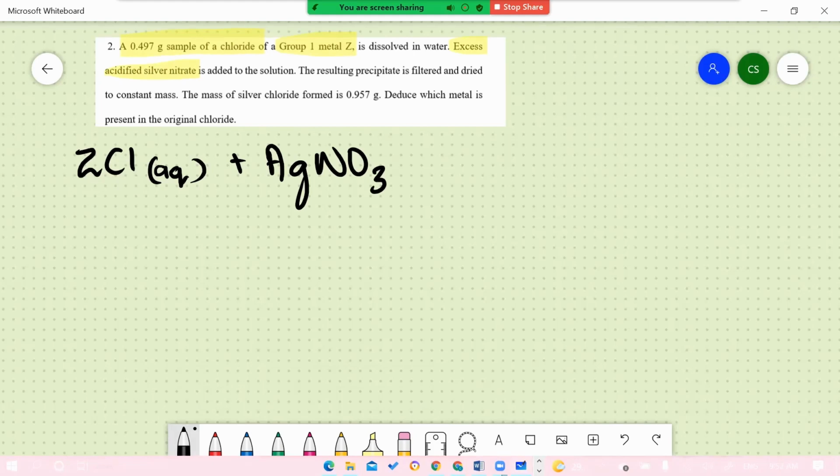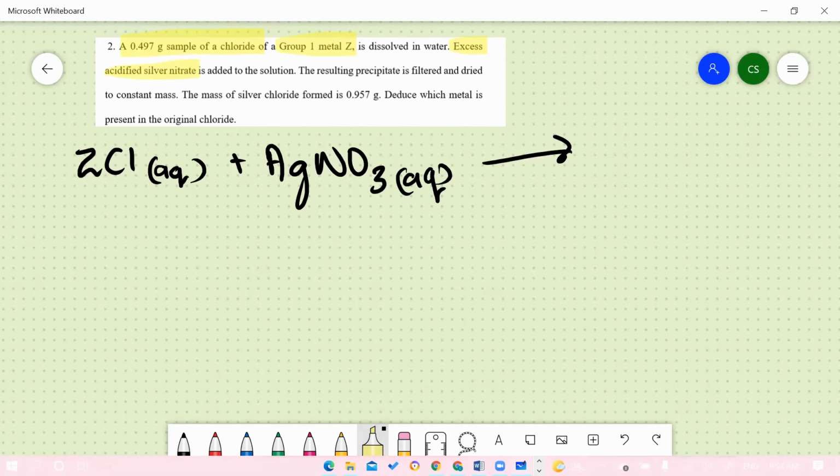State symbol, miss. Aqueous. Very good. Aqueous just means that it's able to dissolve in water. All right. What else do we know? This is going to be a double displacement reaction. That means that two things displace each other.